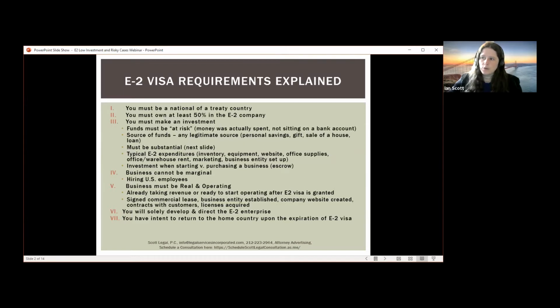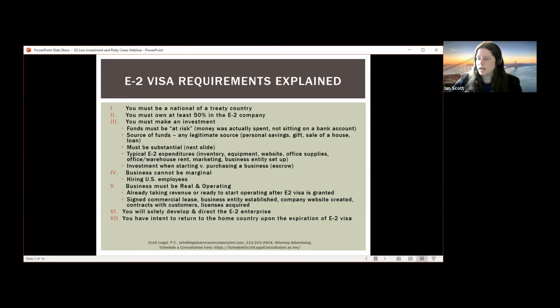Second, if you are applying as an E-2 investor, then you must own at least 50% of the E-2 company. If you're going to be an employee, then the E-2 company can be owned 50% by treaty country nationals. You must make an investment.